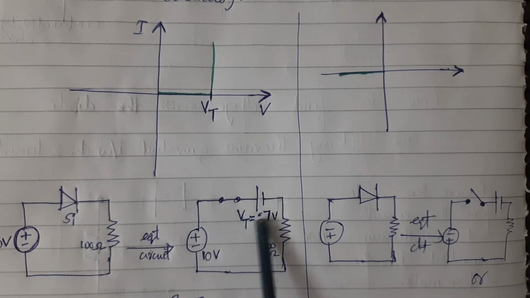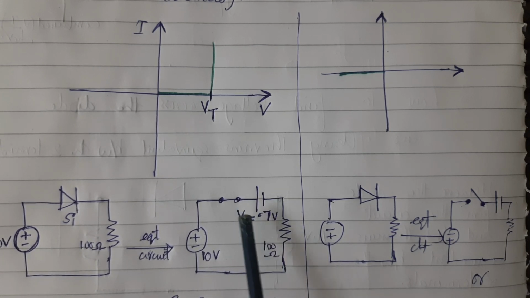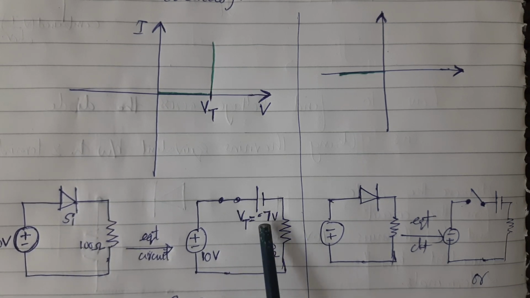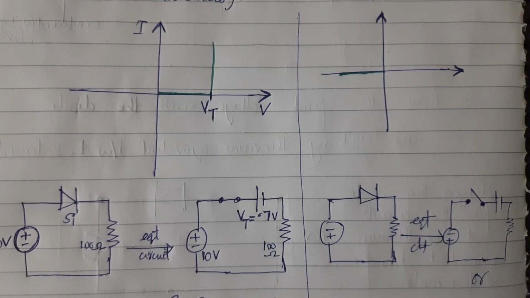We can replace it with a battery-like symbol, and this is the threshold voltage here, that is 0.7. Suppose this is a silicon semiconductor, then the threshold voltage will be 0.7 volt. Let it be 0.6 or 0.7, whatever it is, we can assume 0.7 volt, and the resistor is 100 ohms. So the current will be the applied voltage, which is 10 volt, minus this Vt, divided by the resistance, which will give you the more accurate current.